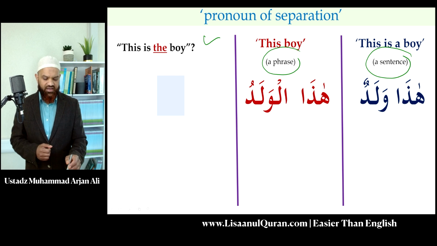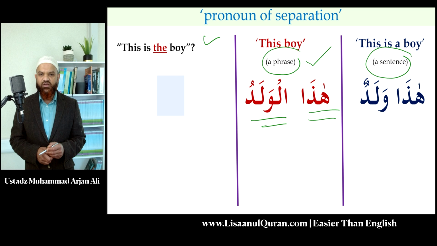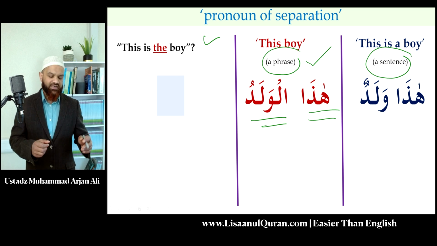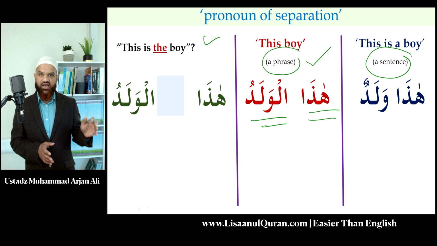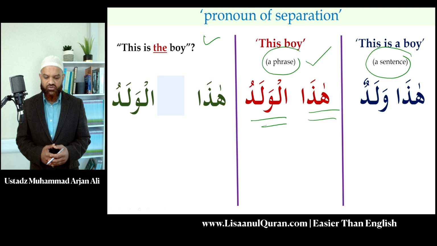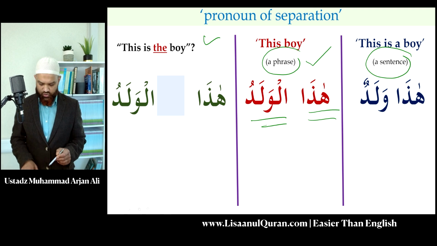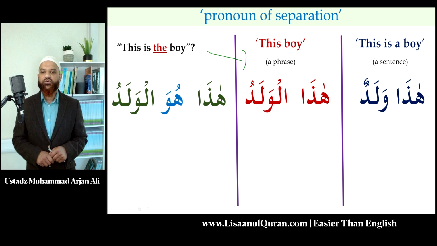Now, if I said this and I put the boy, it becomes a phrase. But I want to say this is the boy, a sentence. So how do I do that in Arabic? Of course, the word for this is hada and the boy is al-waladu. But how do I make that construct without making it confused with a phrase? So what happens in Arabic, in order to do that, we put a pronoun of separation in between.